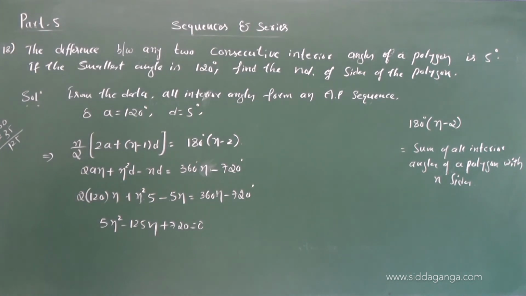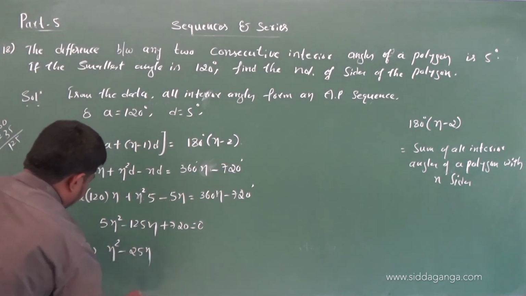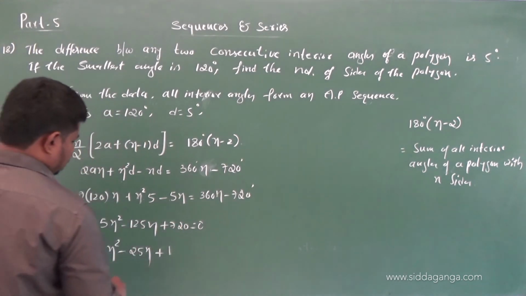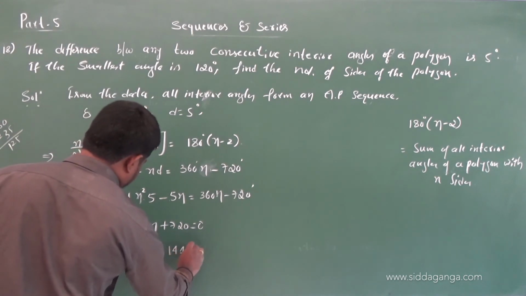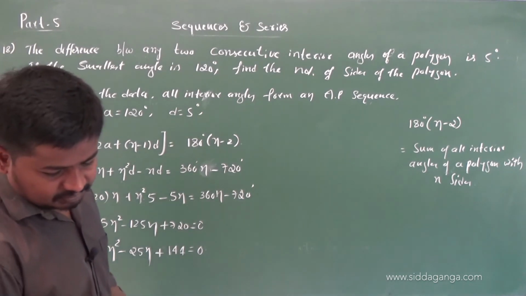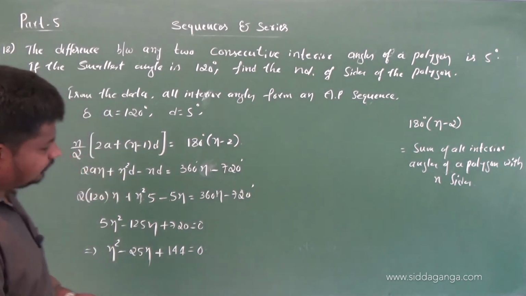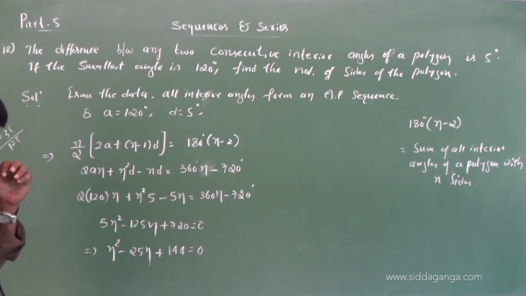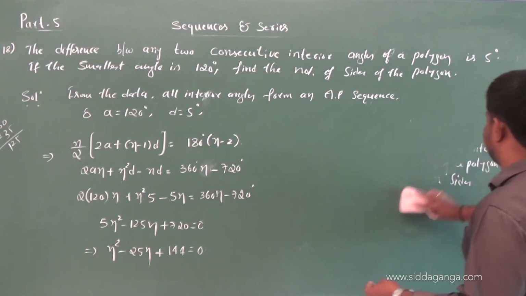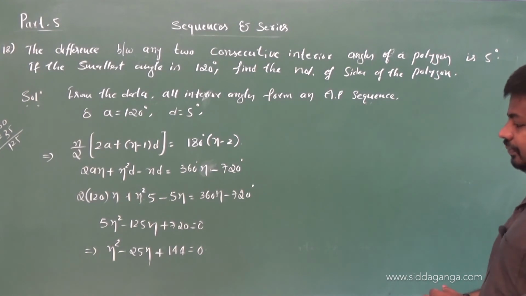Okay. Dividing by 5 you get what? n square minus 25n plus, 5 fours are 4, so 144, right? Yes, 144. Anyway, we have got a quadratic equation. Let me simplify that. Let me find the value of n.